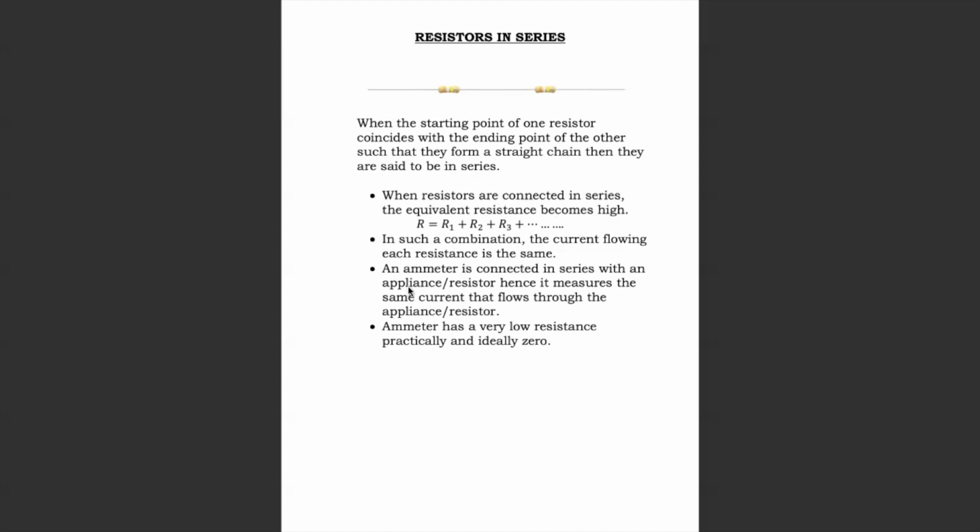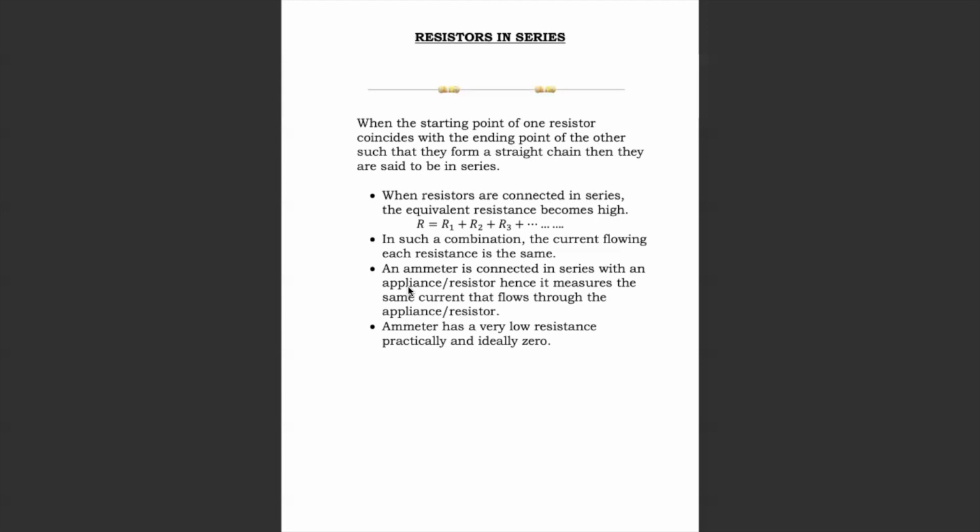Then point number 3 is also relevant from the numericals perspective. There are some questions where, in the circuit diagram, an ammeter will be shown and the resistance of that ammeter will also be given. By the way, an ammeter is a current measuring device and it is always connected in series. Since we just saw that in series the current is the same everywhere, the current that flows through an appliance or a resistance will be the same as the one flowing through the ammeter. Basically that is how the ammeter is able to measure the current flowing through that appliance.